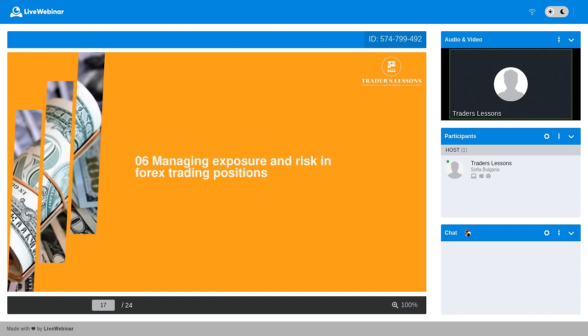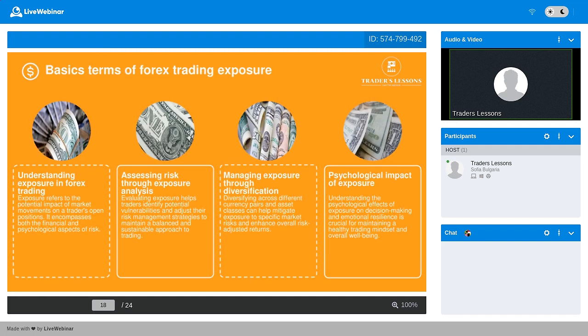Managing exposure and risk in forex trading. Now, when it comes to exposure, I told you already a couple of times, the position size, the lot size, this is the exposure, the amount you're entering in the market with along with the leverage. Exposure refers to the potential impact of market movements on a trader's open positions. It's showing both the financial and the psychological aspects of the risk, meaning you know you're opening a very big trade, which means that it can potentially bring you a lot of money. But on the other side, it will also expose you to a lot bigger risk, because if you open too big of a trade, this means that the account is getting pressured, overweighted with this particular position, and you are, as I said already a couple of times, entering all in with it.